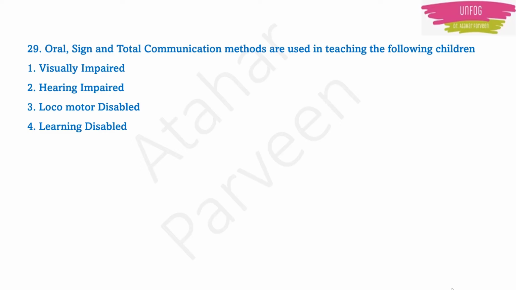Next, question number 29. Oral, sign and total communication methods are used in teaching the following children: visually impaired, hearing impaired, locomotor disabled, learning disabled. So any one of the children is to be taught by these communication methods: oral, sign and total communication. So the answer is hearing impaired.